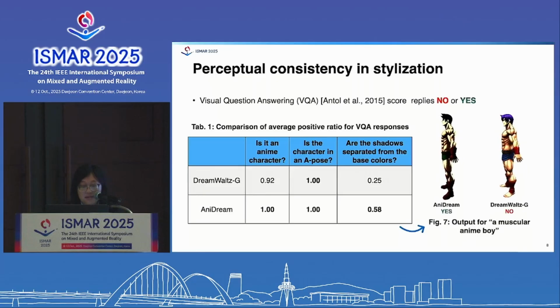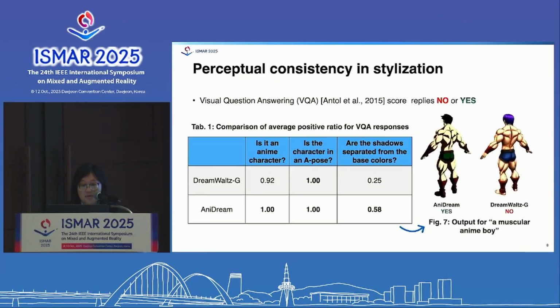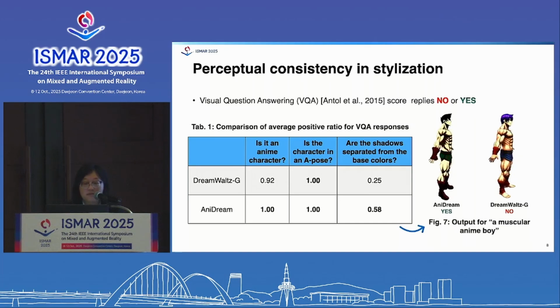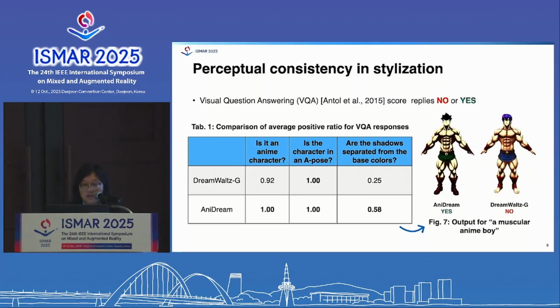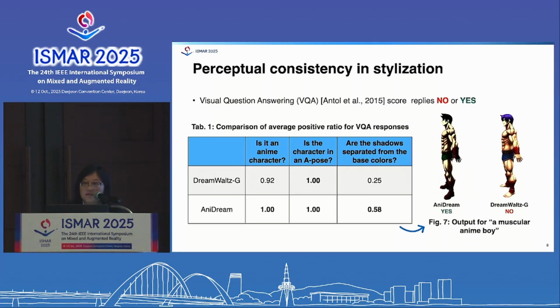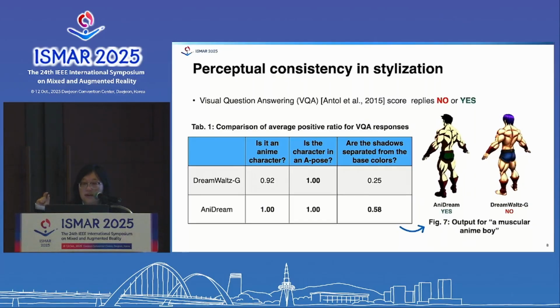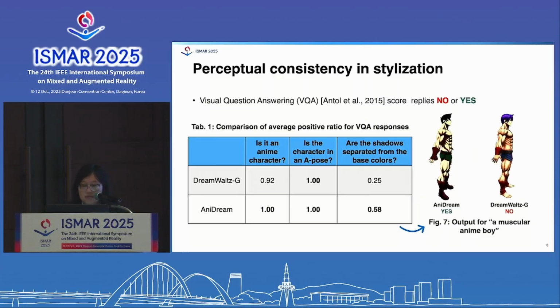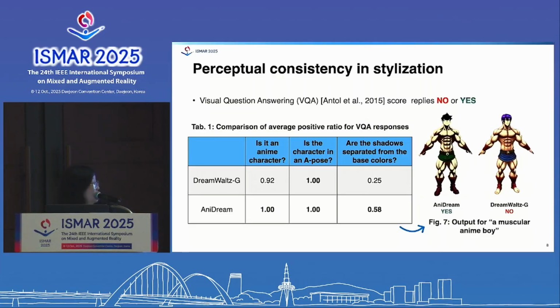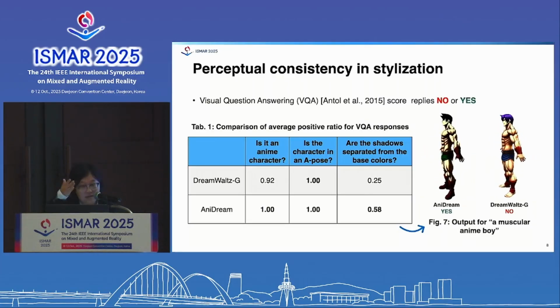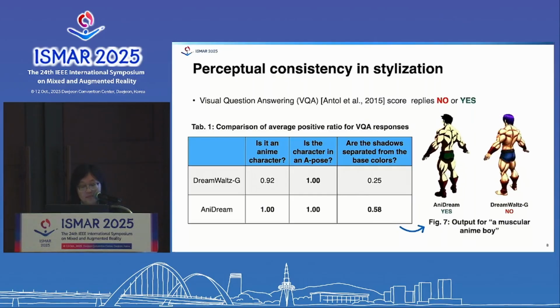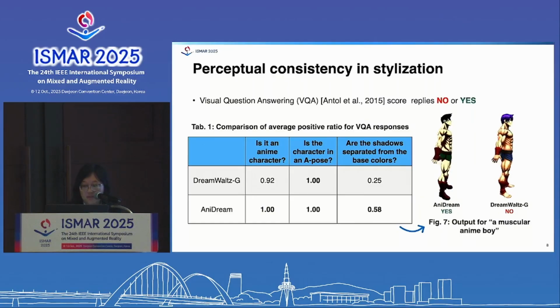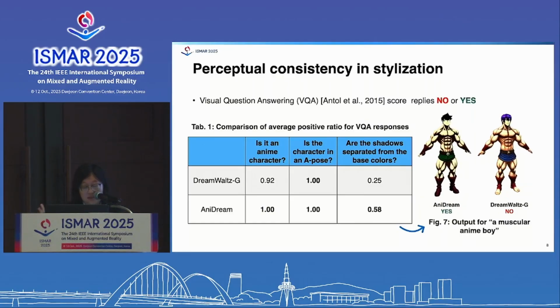The second analysis that we do is regarding the perceptual consistency in stylization. In order to address this, we use VQA, which is another model, but instead of receiving a text prompt, it receives a question. So in our case, we only prepared yes or no questions, and you can see the questions here in table 1. They are the columns of the table. So we want a positive ratio. We want a high number of yes answers.